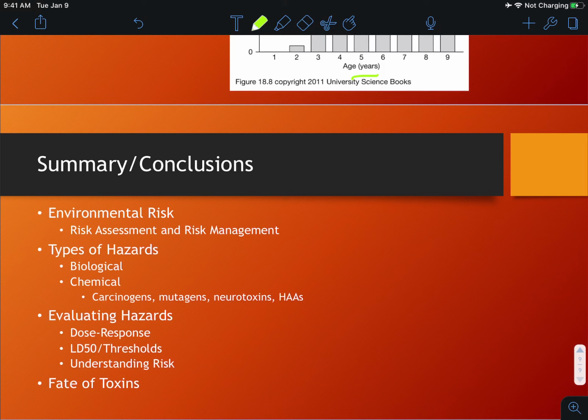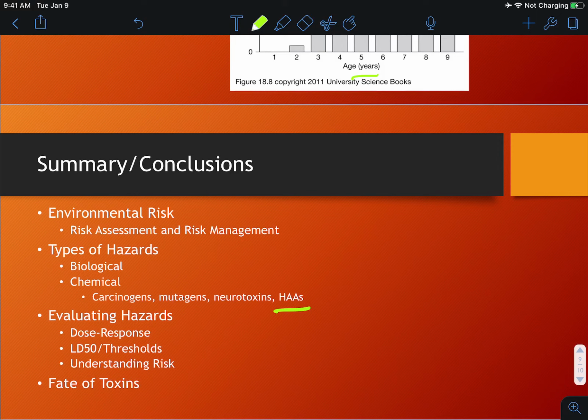But carcinogens, mutagens, neurotoxins, and HAAs, which stands for hormonally active agents. Those are the endocrine disruptors. And then how we go about evaluating hazards. Understand what a dose response is, what those curves are, what an LD50 is, what a threshold is, and understand what that risk is ultimately, because what you'll realize as you read is that chemicals in our environment aren't nearly as big of a risk as some of the other things. They are a concern because we can't control our exposure to them if they're being used on foods that we eat and things like that.